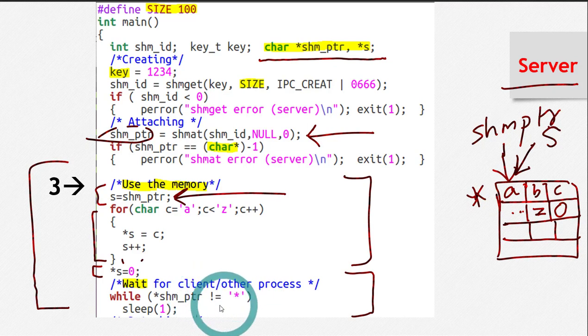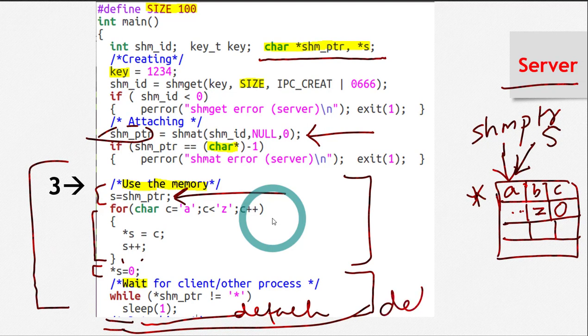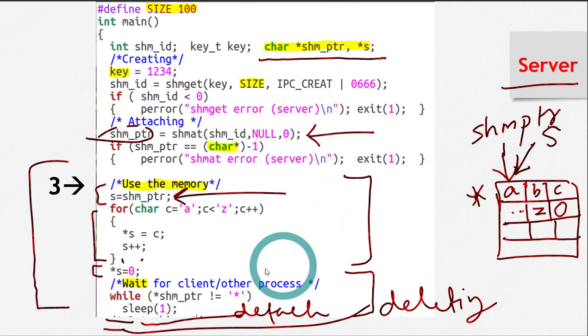So until then, I have put this in an infinite loop. Why have I done that? Because the next two lines after this are of detaching the shared memory, and the last line is of deleting the shared memory. So this whole program will be over in few seconds. And what if the server deleted the shared memory before the client even accessed it or read it? What then, right? So we have to avoid that.